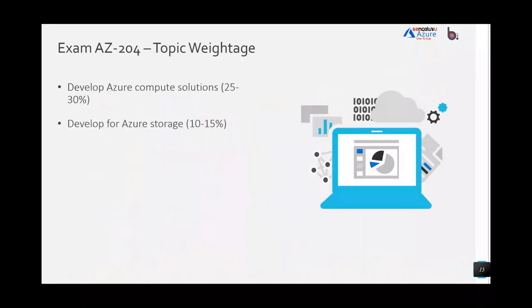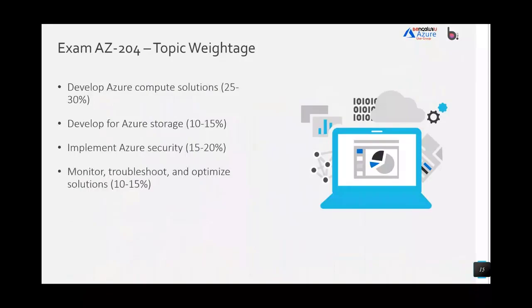And then Azure Storage, same as the previous one, is 10 to 15%. Then implement Azure Security, which is 15 to 20%. Then again monitoring, troubleshoot, and optimize solutions, 10 to 15%. And connect and consume Azure and third-party services, which is 25 to 30%. So if you see the first bullet, Azure Compute Solution, which is a combination of infrastructure and platform-specific services, and the last part, connect and consume Azure and third-party services, both are around 25 to 30%. By percentage, the examination questions would be on these two top.